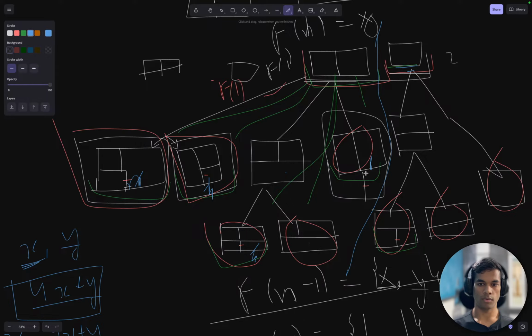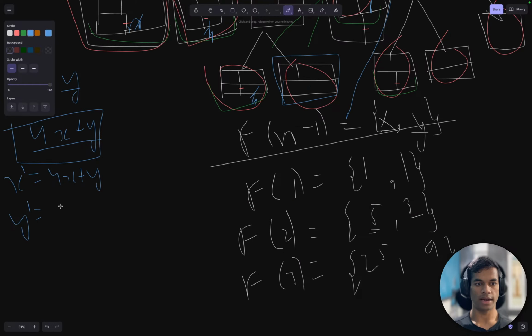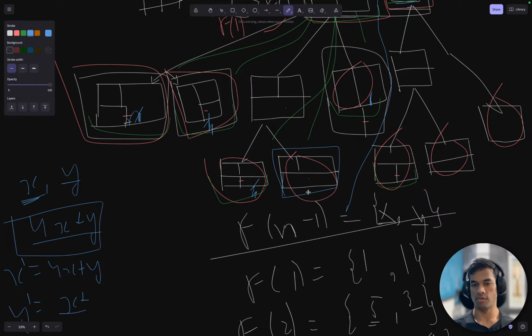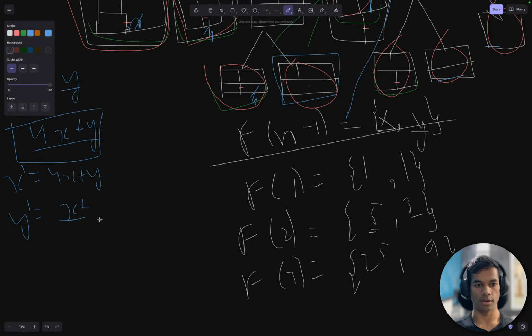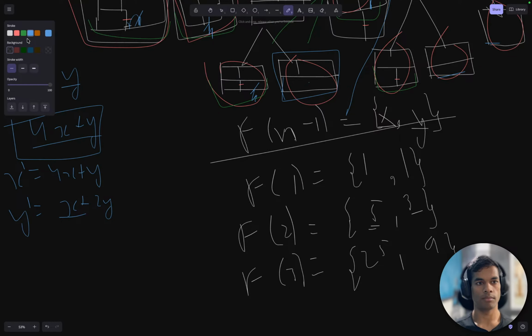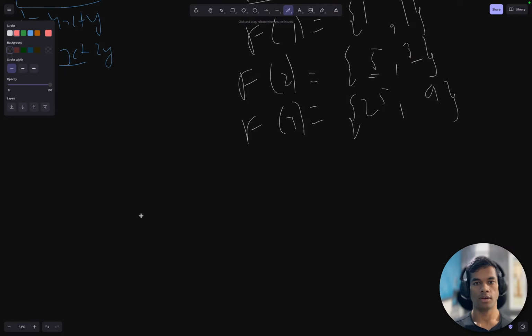1, 2, 3, 4, only one. So y dash would be x plus 2y: each x gives one possibility where there is no vertical line, and each y gives two possibilities where there is no vertical line, so 2y. Therefore, the total answer would be x plus y for any case.